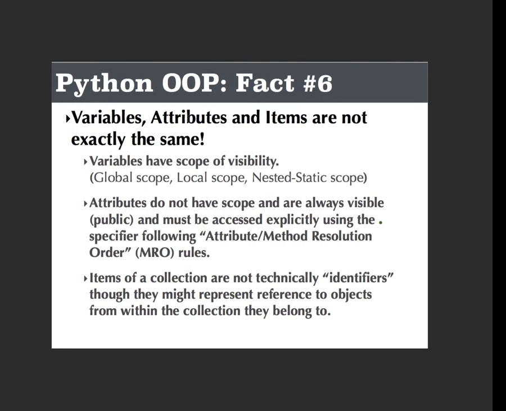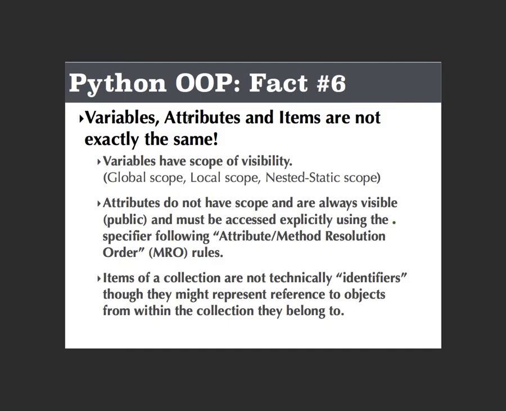Clear? So coming back to the summary, I think I told you, variables, attributes, and items are not the same. Variables have scope of visibility: global scope, local scope. There's another scope called nested static scope, which I'll discuss later on. Attributes do not have scope and are always visible. That is, they are public. If I get an attribute of a class or any object, it's always visible.